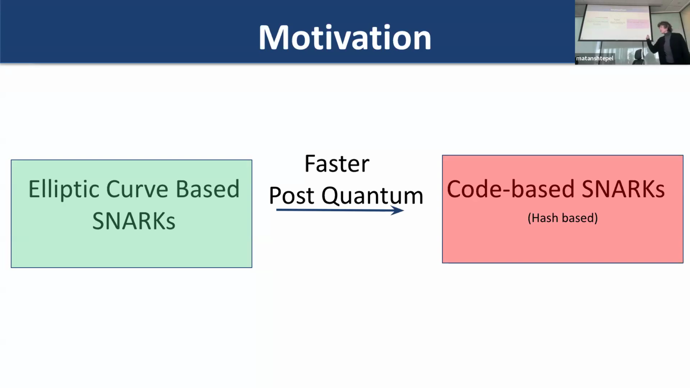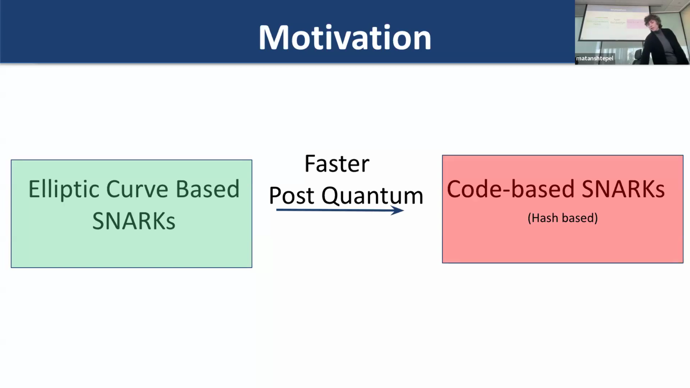Because with elliptic curves, each operation uses some number of finite field operations, and in encoding-based SNARKs, you can just use finite fields directly, and the cryptographic assumptions are based on hash or collision-resistant hash functions. Furthermore, it's post-quantum. So this is the motivation for wanting to build better code-based SNARKs.